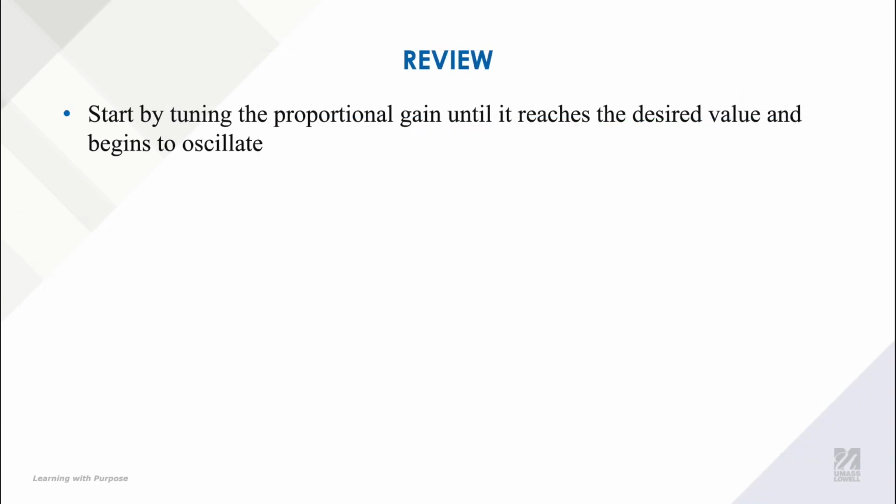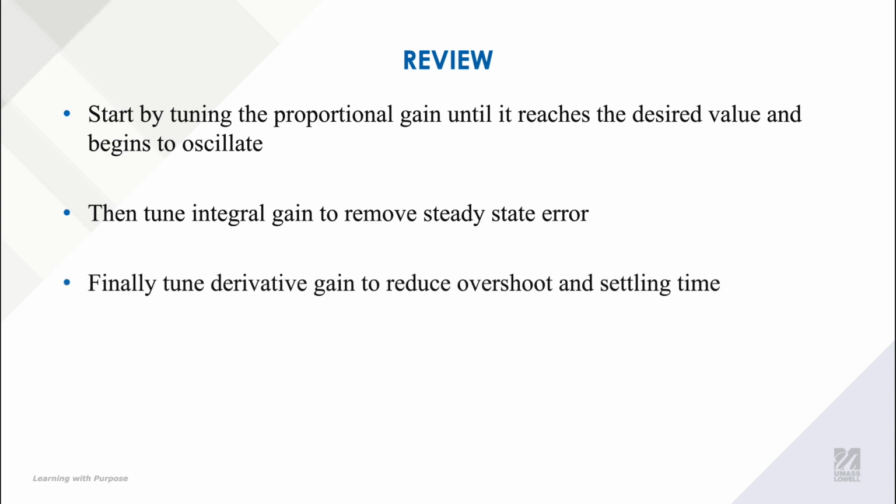So let's review. You want to start by tuning the proportional gain until it reaches the desired value and begins to oscillate, maybe just before it begins to oscillate if you can find it. Then you want to tune the integral gain to remove the steady state error, and then you want to tune the derivative gain to reduce the overshoot and settling time. And of course, you may want to go back over this and retune all of it to fine tune it at the end, but that's the basic idea of how you tune a PID controller.